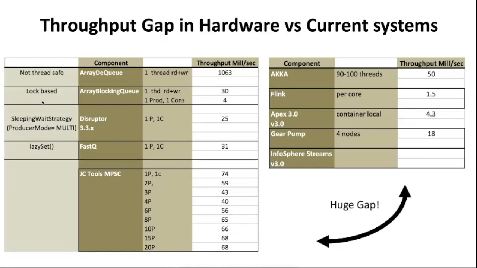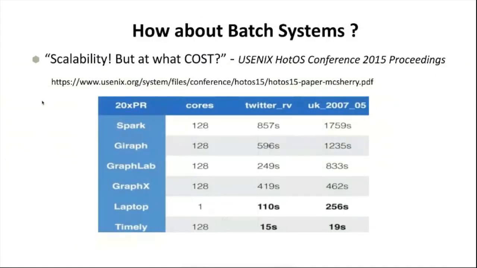So it's quite clear the gap is big. When I discovered this gap in streaming systems, or message passing systems in general, I wondered how it is on the batch side. Interestingly, somebody had done a similar analysis on the batch systems. On the left are the different engines they tried, the number of cores they used, and the two problems they tried to solve with them.